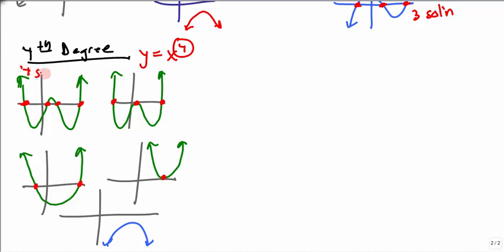So again, this is 4 solutions. 3 solutions, and again these could be called roots or zeros as well. 2 solutions, 1 solution, and 0 solutions. And we could keep going on and on with the 5th degree, the 6th degree, etc. But I think you get the general idea.